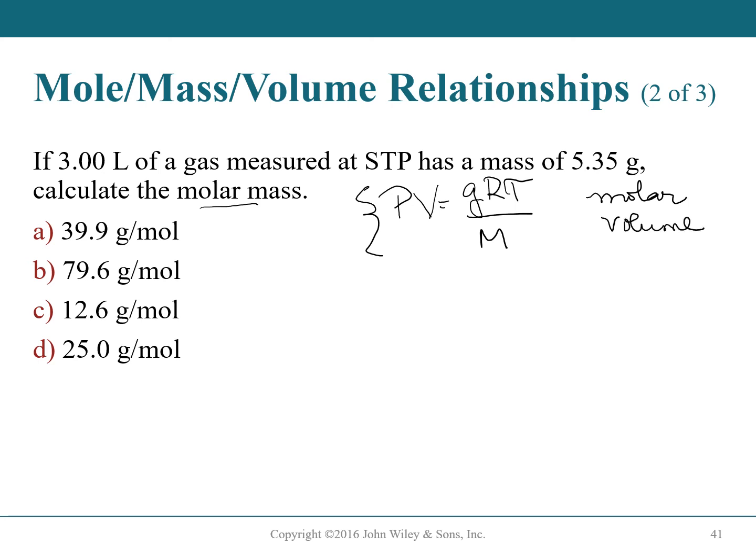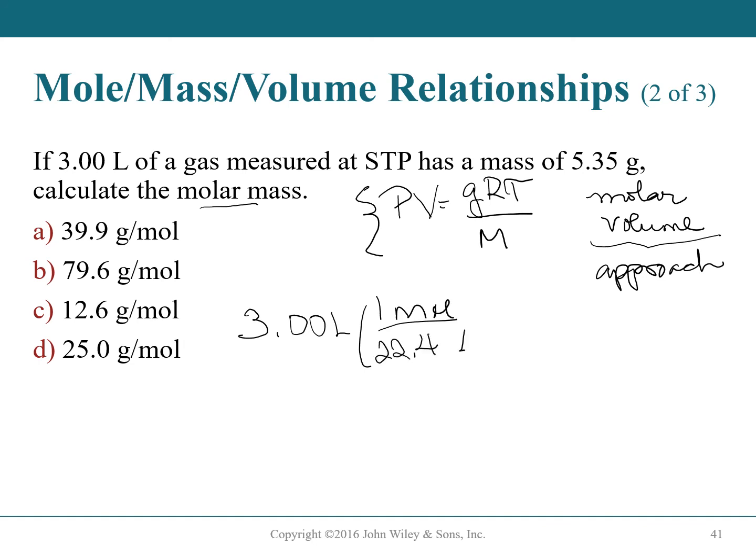Okay, so let's do molar volume first, and then we'll do the formula. Okay, so we'll do the molar volume approach first. That'll be in black. So the molar volume, if I have 3 liters of gas, then I know for 1 mole of gas, and this has to be at STP, is 22.4 liters. So we know that this is going to be 0.13393 moles of my gas.